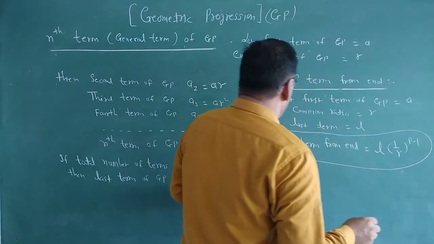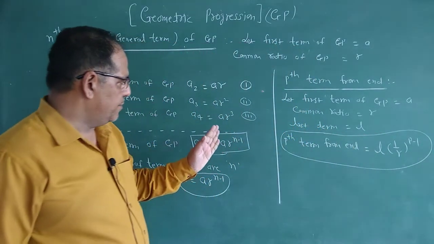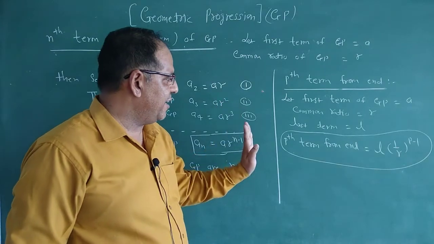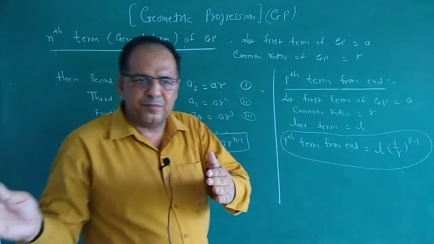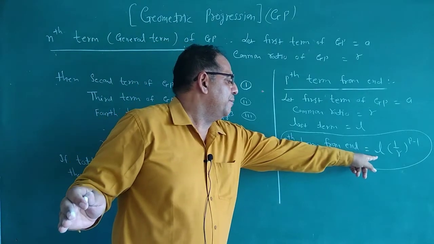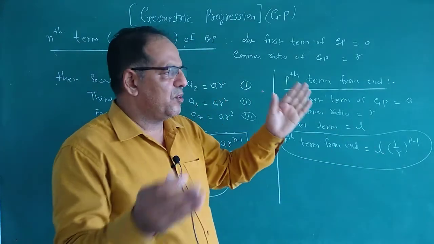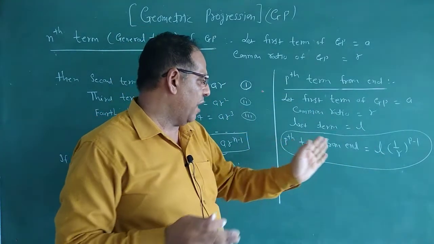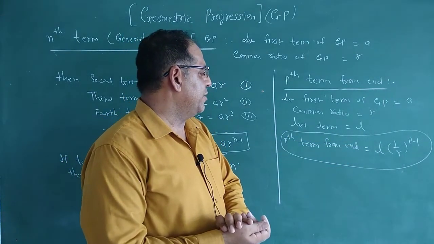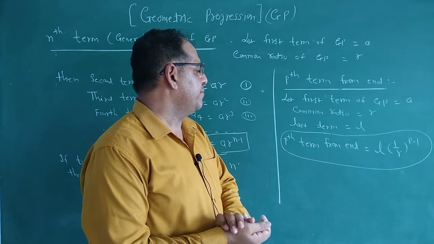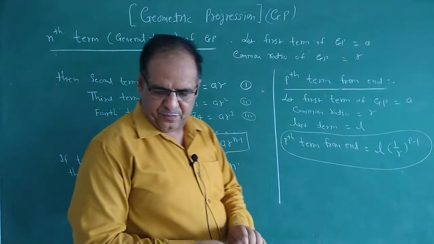Because when we start from the beginning, the first term is A and the common ratio is R. But when we start from the end, the first term becomes L because L is the last term, and the common ratio becomes 1 upon R. So the pth term from end is given by L into 1 upon R whole power P minus 1.